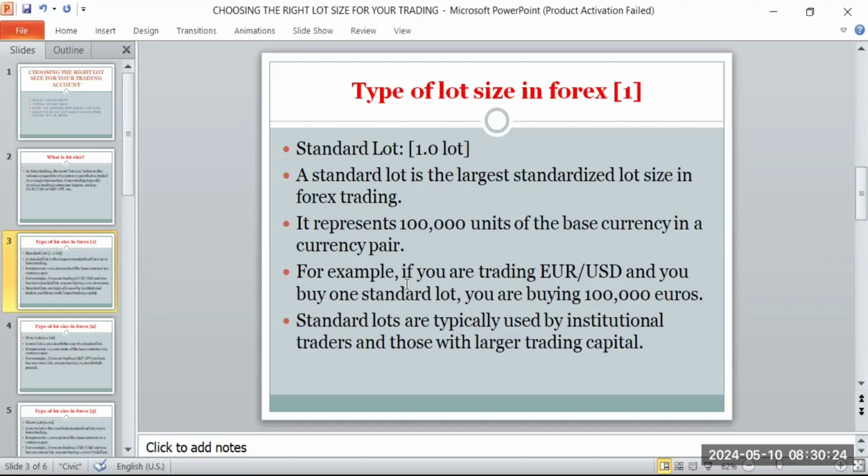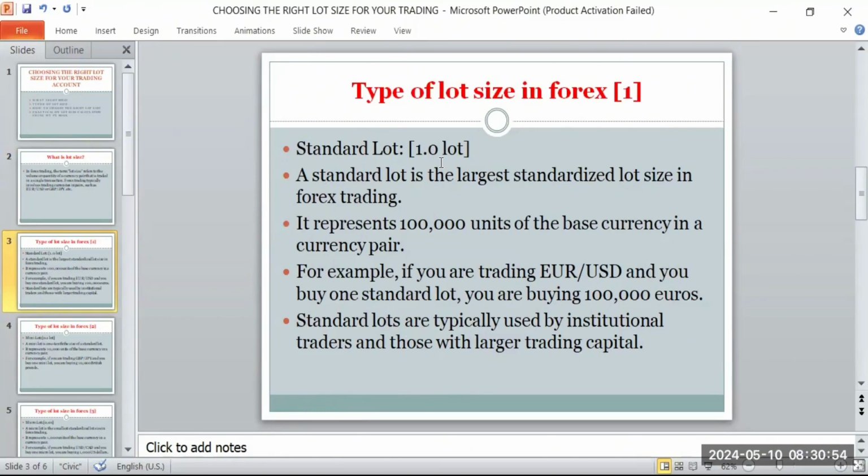So guys, these standard lot sizes are typically used by institutions and traders who have larger trading capital. You can't just use it anyhow, okay? When I mean large capital, I'm talking about $50,000, $100,000 and upward. This is what I mean by large capital. So if you don't have that kind of money in your trading account, then you are not advised to use this kind of lot size unless you just want to gamble your way around, okay? And you may not be lucky all the time.